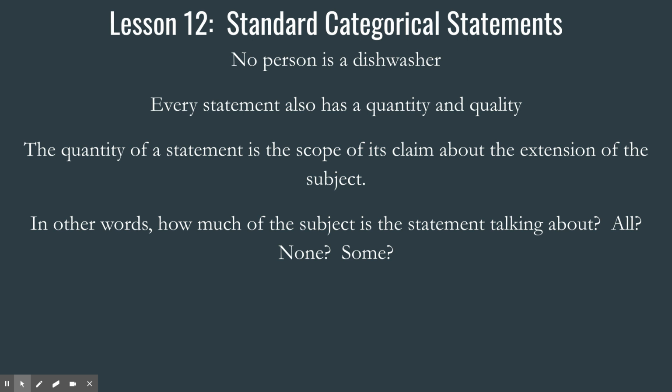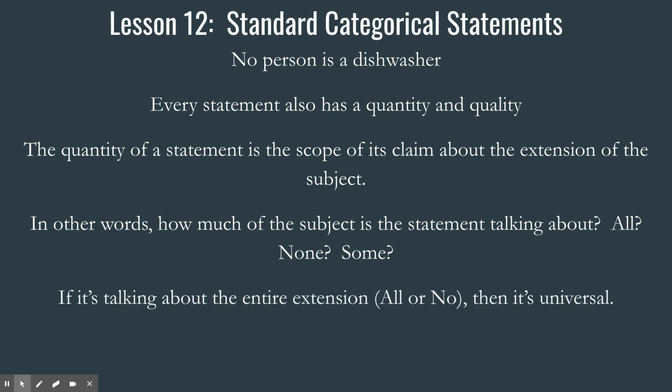In other words, how much of the subject is the statement talking about? All, none, or some? Okay. So that's the quantity. The quantity of a statement is the scope of its claim about the extension of the subject. How much of the subject am I talking about? All people, no people, some people, and so on. If it's talking about the entire extension, then we call that a universal statement. So if I said all persons are dishwashers, that's a universal statement.